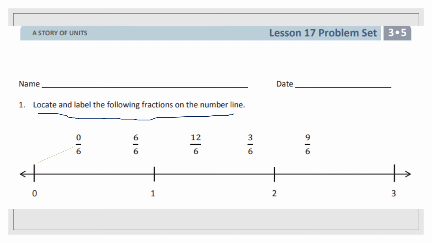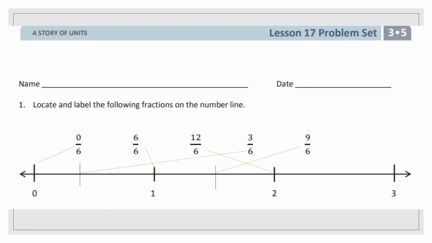So let's get started. As you can see for 0/6, I dragged it right here because it would be 0 over 6. And you have to figure out now 6 sixths, 12 sixths, 3 sixths, and 9 sixths. Take your time. All right, I'm going to go over the answers now.